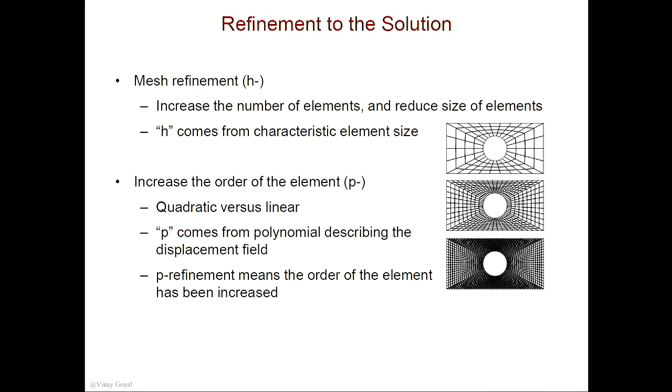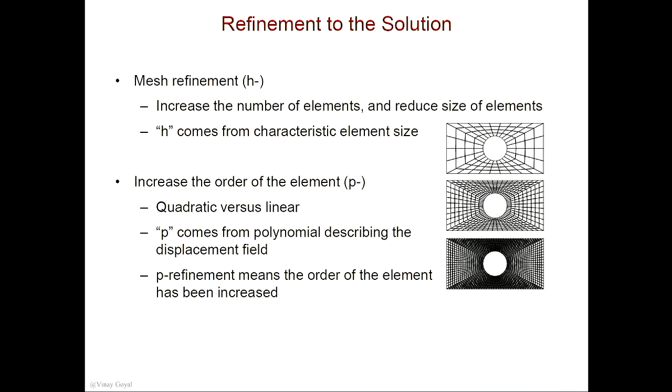Mesh refinements. You can refine your mesh, and if you refine your mesh by increasing the number of elements, you're going to reduce the element size. We call this mesh refinement H refinement, because we're reducing the characteristic element size. We're making it smaller. And so that's what we call H refinement.